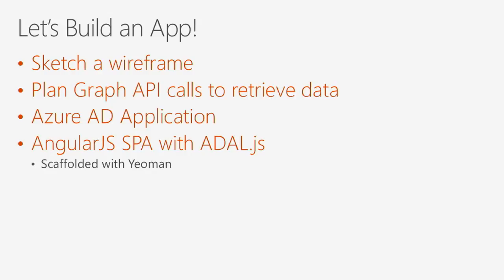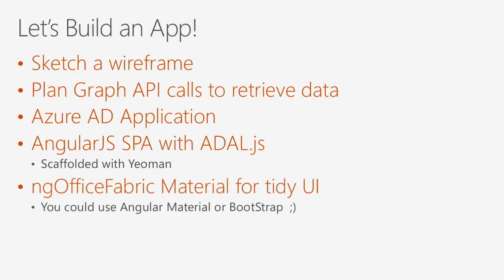Actually, I won't show you that step because it's kind of boring and takes a while. And I'm going to use a thing called the NG Office Fabric, the material should have been deleted out of there, just to give me a tidy UI that looks a little bit like it belongs inside SharePoint or Office. You can use anything you want for layout. That's just what I'm using in this instance.